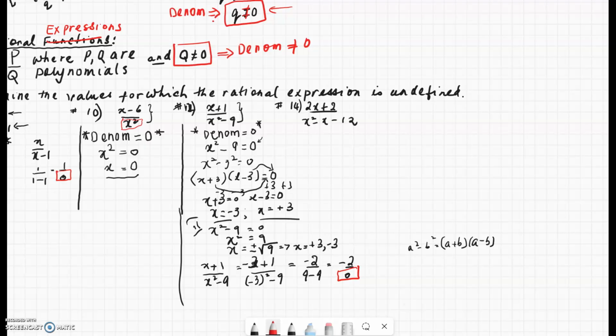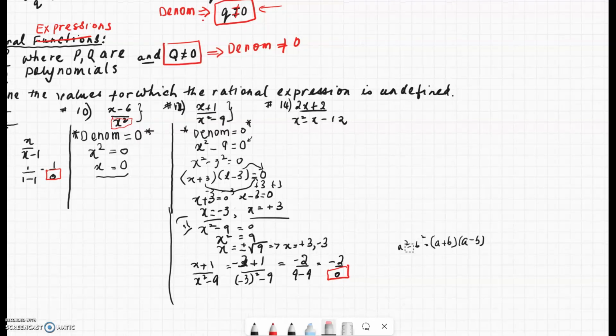So let's do the next one. I'm going to write it here. So this is a polynomial in the numerator, a polynomial in the denominator. A polynomial over a polynomial is a rational expression. When is this rational expression undefined? When the denominator is 0. The denominator cannot equal 0, so let's set it equal to 0.